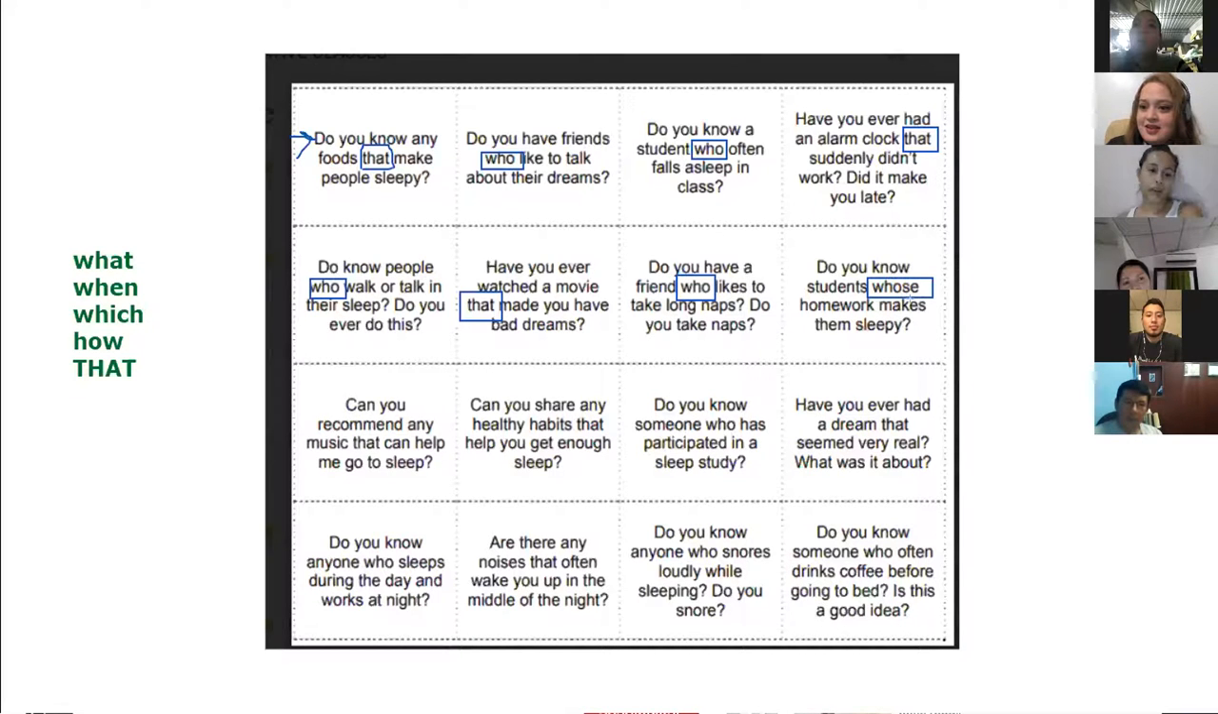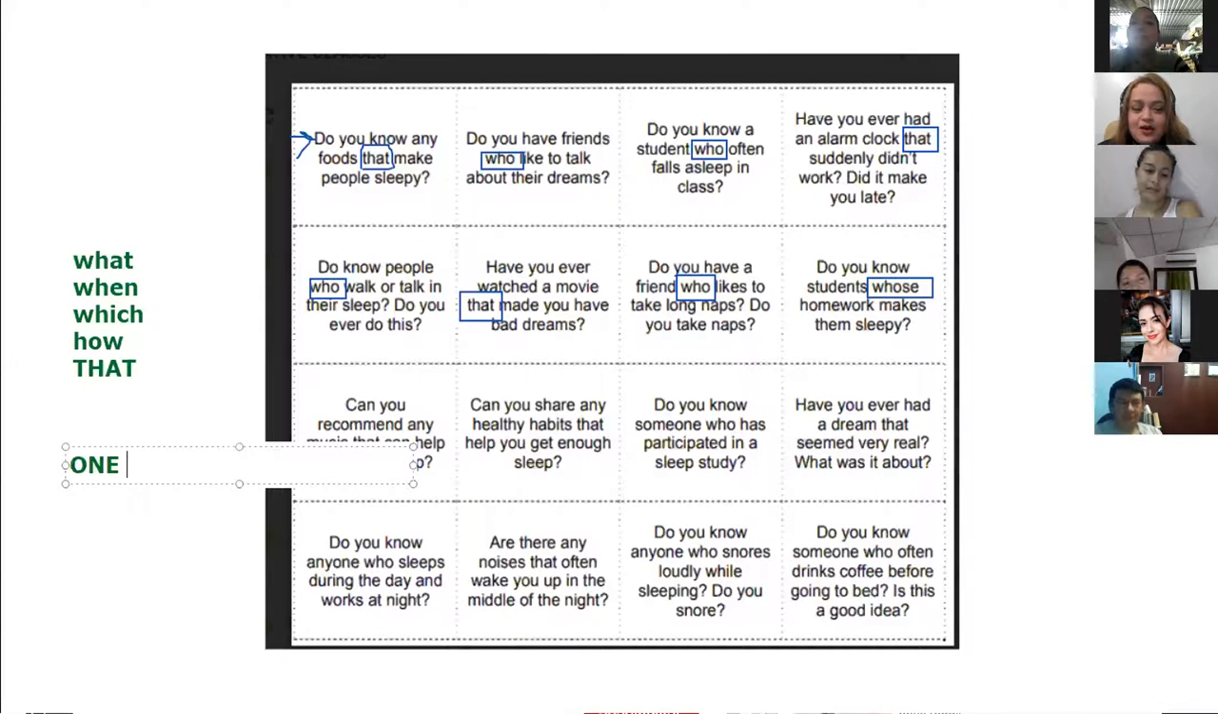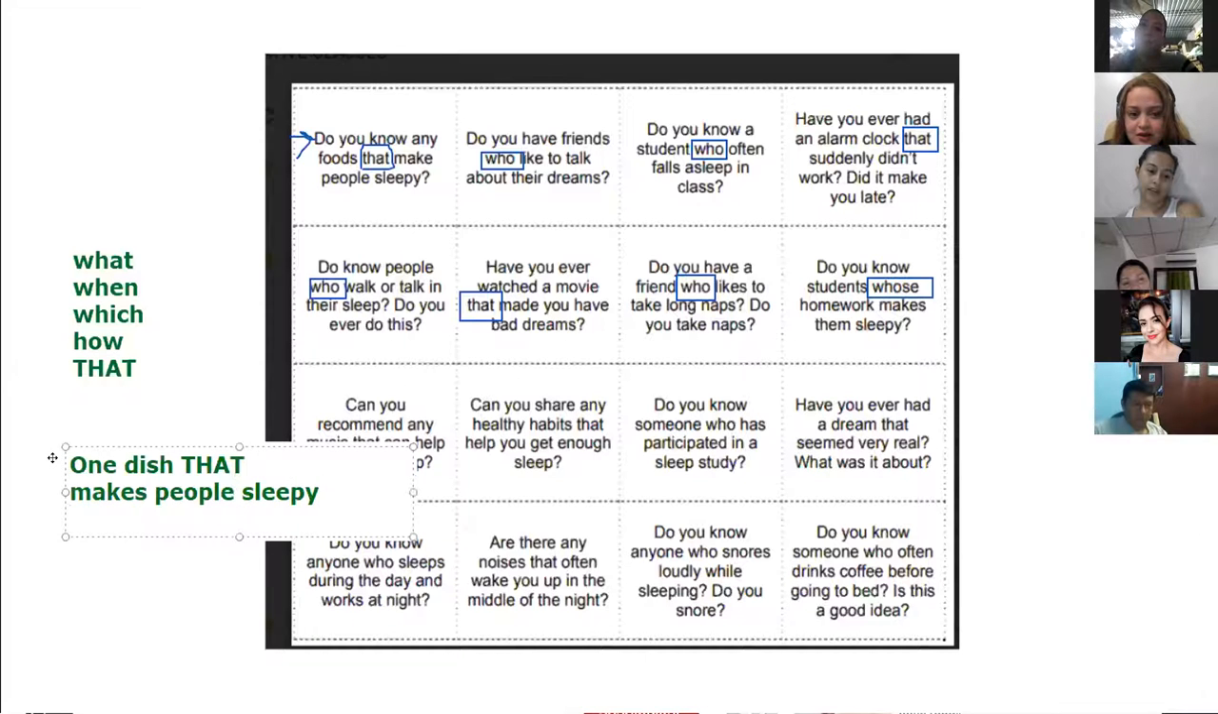Do you know any food that make people sleepy? Okay. I have to use a relative clause in my answer. I cannot simply say pitos, okay? That is one, but I cannot simply say that. I have to make a sentence, all right, and say: one dish that makes people sleepy is... yeah, but it's a dish, one dish. Okay, that dish is pitos, okay?